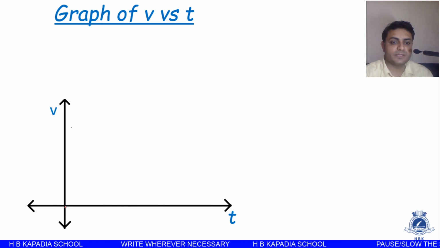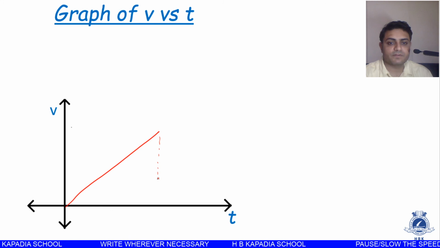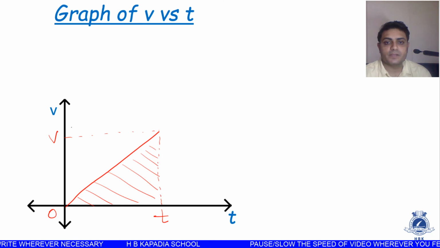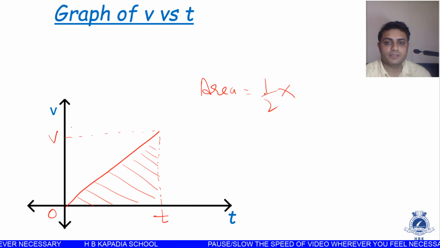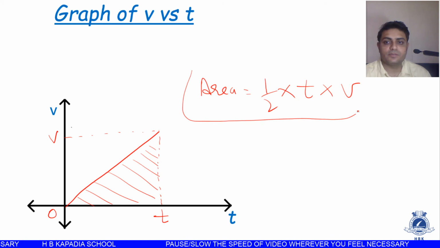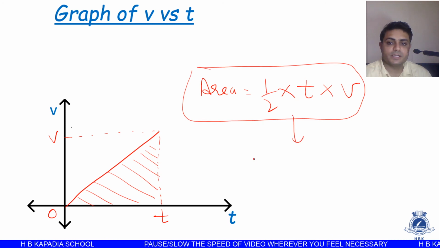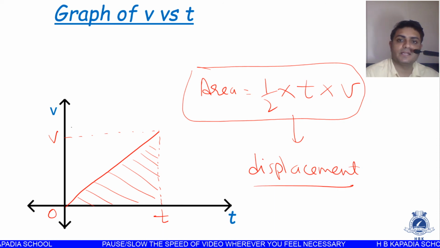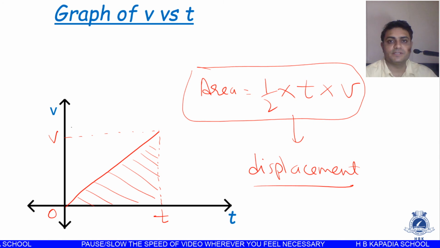If we find the area of this graph, this is 0, this is t, and over here velocity is suppose v. If I find this much area, we can write area is equal to half into base, that is 0 to t, into height, which is v. So if we find velocity into time, we will get the information about displacement. So we get displacement when we find the area of the v versus t graph.